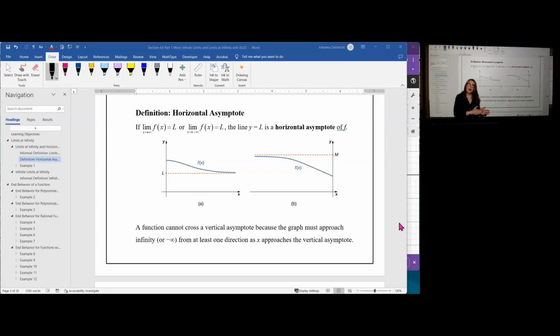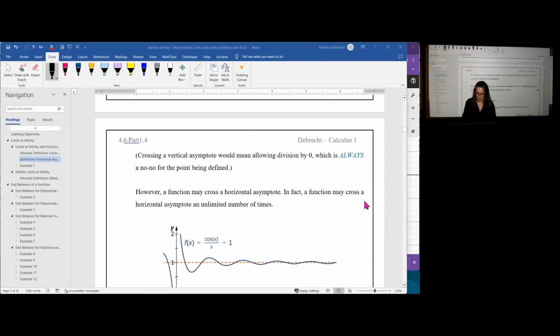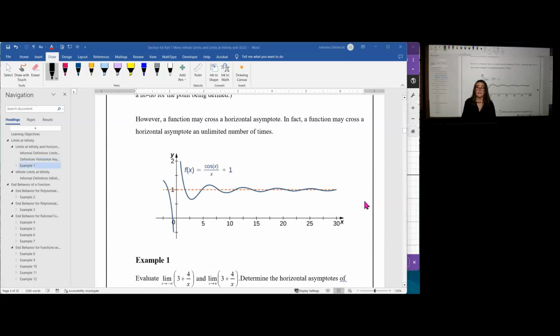Now, a function cannot cross a vertical asymptote because the graph must approach infinity or negative infinity. The vertical asymptote is coming from a 0 in the denominator that did not cancel. We cannot divide by 0, so it is impossible to cross over or touch or intersect a vertical asymptote. This is not the case with the horizontal asymptote. It is possible with the horizontal asymptote to cross over it. In fact, you can cross over it infinitely many times.